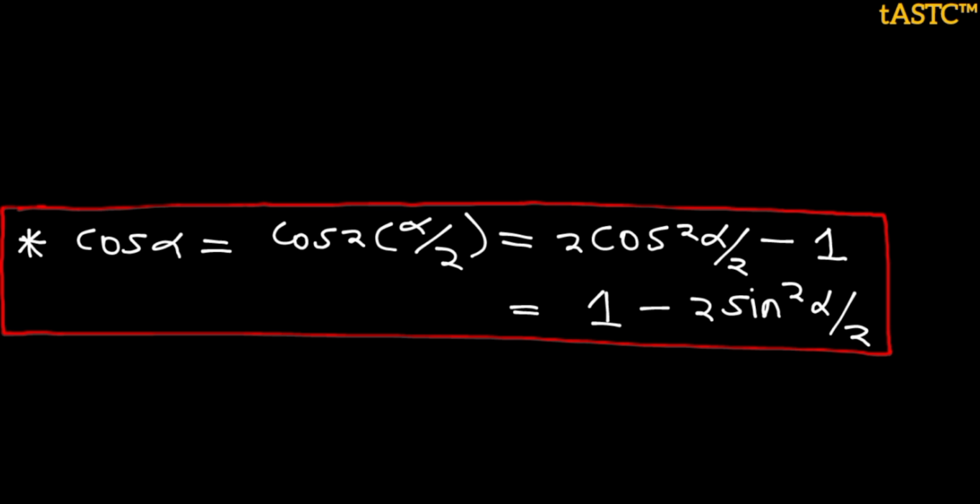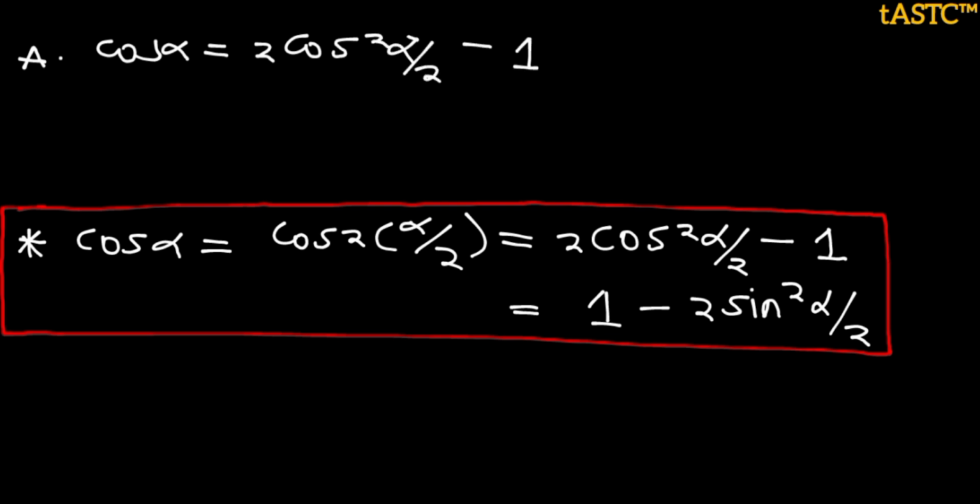Now from the first part, we know that cos alpha is equal to 2 cos squared alpha divided by 2 minus 1. And so I want to find what cos alpha divided by 2 is going to look like. That is what is called a half angle. All these that we have found are not yet half angles, so we need to find that out.